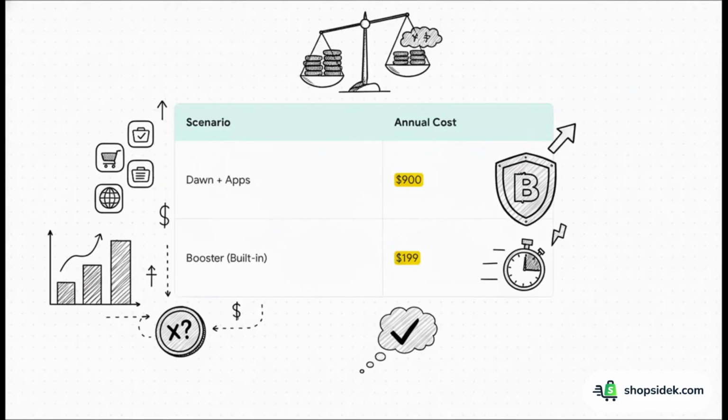Let's actually break down the math here. To get the same kind of features in the free Dawn theme that Booster already has built in, you'd need to spend about $75 a month on apps. That adds up to $900 a year for your free theme. Now compare that to Booster's annual fee of just under $200. The premium theme isn't just more stable and faster in the real world, it's over 4 times cheaper. It's kind of crazy when you see it laid out like that.